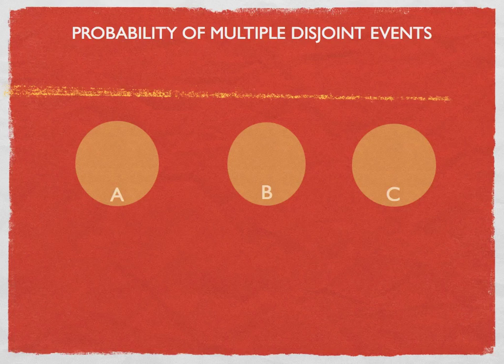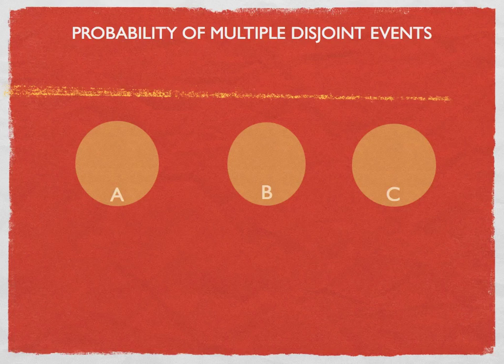Now we'll discuss the probability of multiple disjoint events. If events A, B, and C are disjoint in the sense that no two have any outcomes in common, then the probability of one or more of A, B, or C is going to equal the probability of A plus the probability of B plus the probability of C.